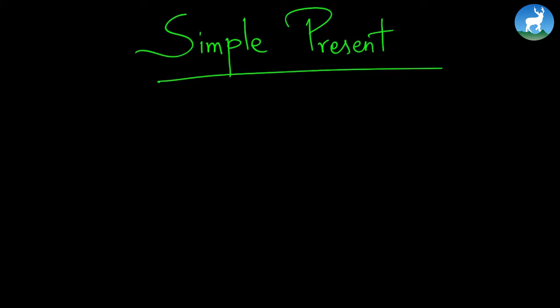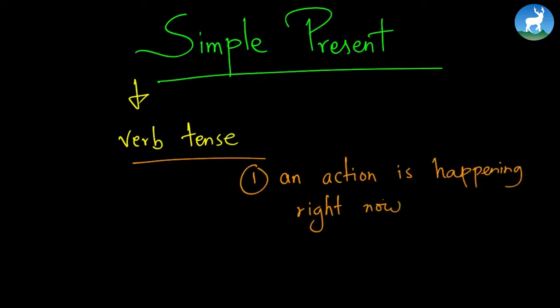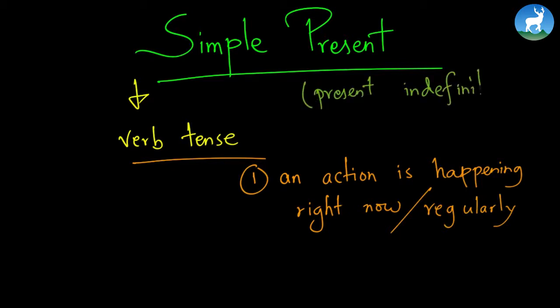First of all, we must understand that simple present tense is a verb tense with two main uses. First, we use the simple present tense when an action is happening right now, or when it happens regularly or unceasingly, which is why it's sometimes called present indefinite. Something is going on, something is happening, and it's happening without stopping, it's happening regularly.